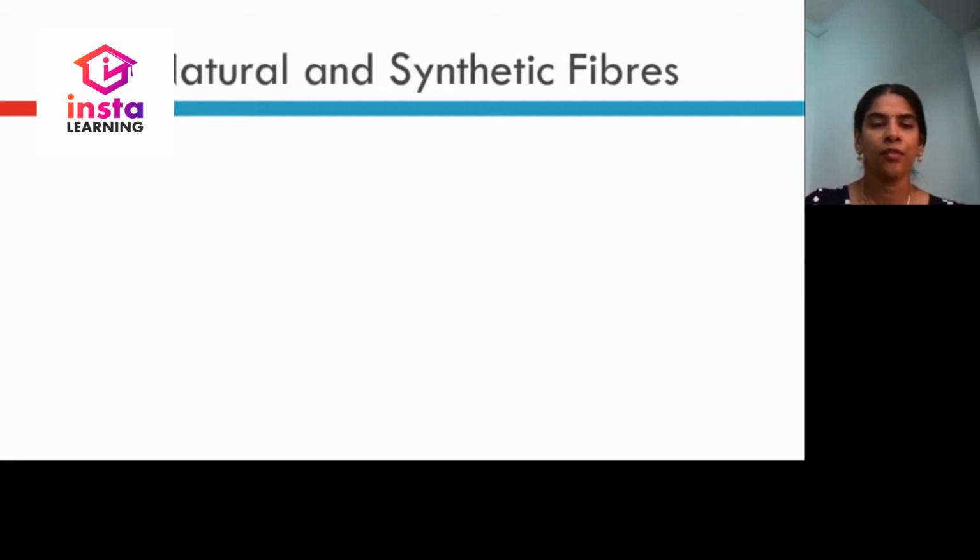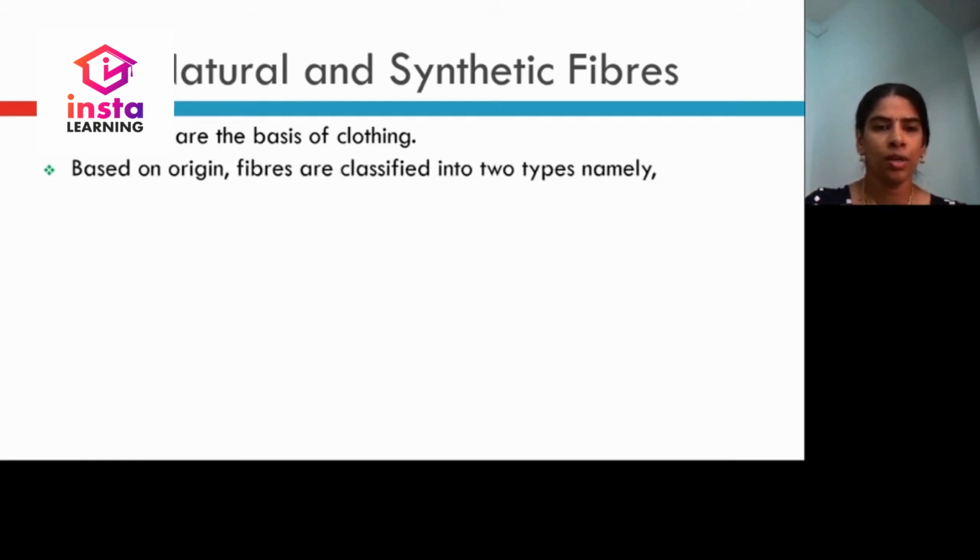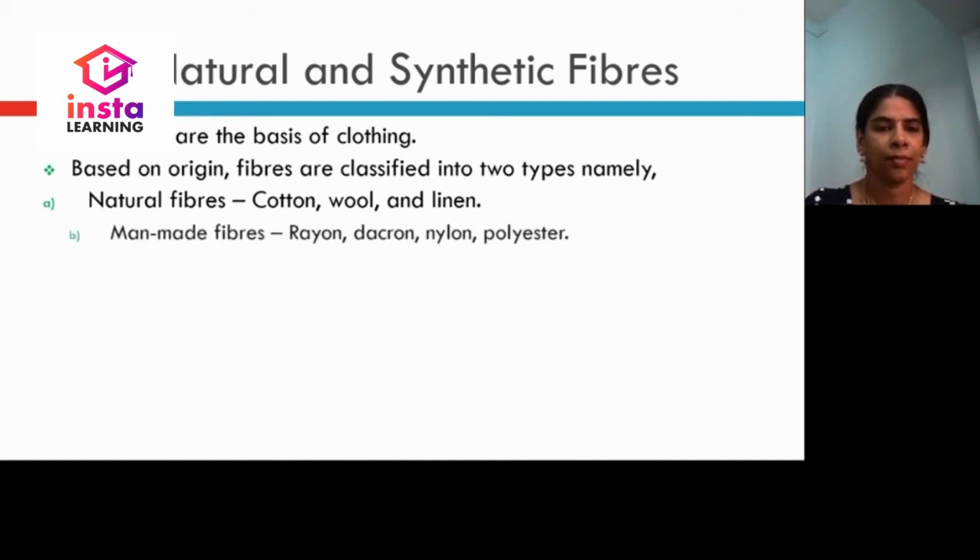Natural and synthetic fibers. The fibers are the basis of clothing. Based on origin, fibers are classified into two types, namely natural fibers, which includes cotton, wool and linen, and man-made fibers or synthetic fibers. It includes rayon, dacron, nylon, polyester.